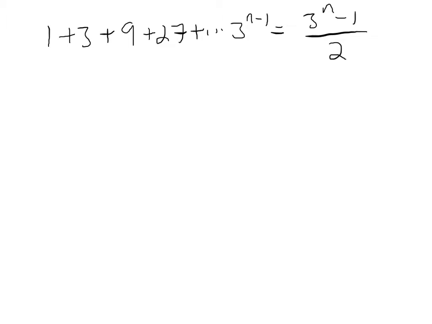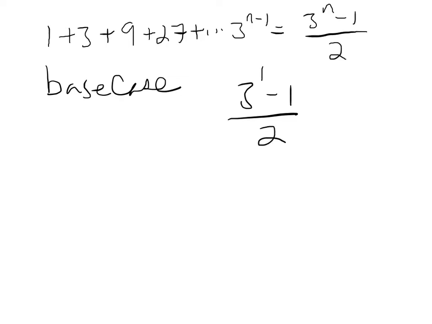Okay, so here's a little bit harder example. So let's show the base case is true. So we know that, let's see if the first sum is indeed 1. So we're going to do 3 to the 1 minus 1 over 2, which is going to be 3 minus 1 over 2, which is 2 over 2, which is indeed 1. So the base case holds.